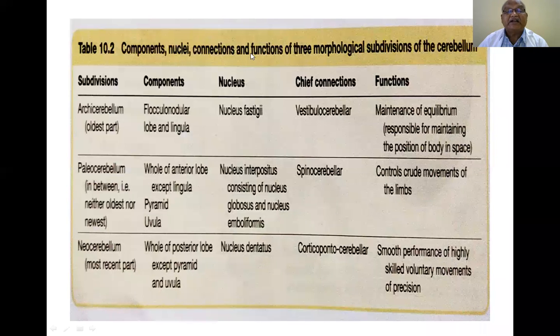Now, components, nuclei, connections, and functions of the morphological subdivisions of the cerebellum. This is a beautiful tabular form given in all standard textbooks. Archicerebellum: flocculonodular lobe and lingula, nucleus fastigii, chief connections vestibulocerebellar, maintenance of equilibrium, responsible for maintaining the position of the body in space. Paleocerebellum, in between, neither oldest nor newest, the second oldest: whole of the anterior lobe except lingula, pyramid, and uvula. Nucleus interpositus, consisting of nucleus globosus and nucleus emboliformis, spinocerebellar, controls crude movements of the limbs.